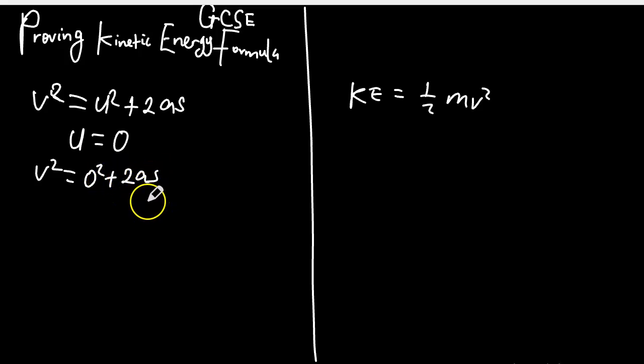This means that 0 squared will cancel out, obviously. So if I make s the subject, I am going to have s equals v squared over 2a, as you have it on the right hand side. You can call this equation 1.